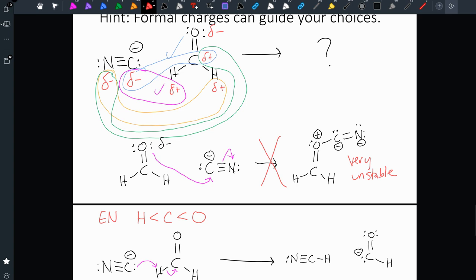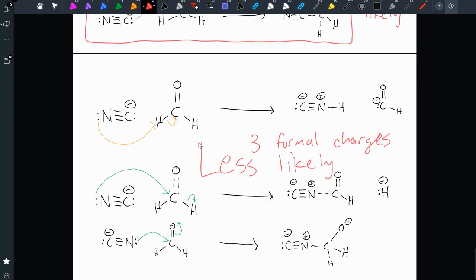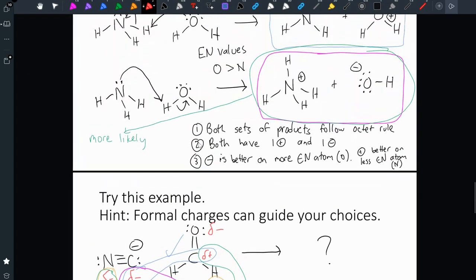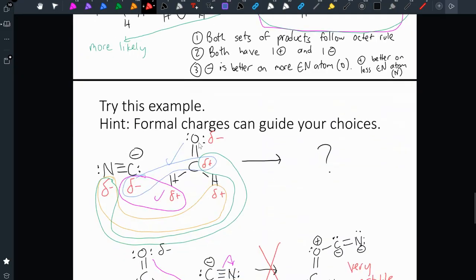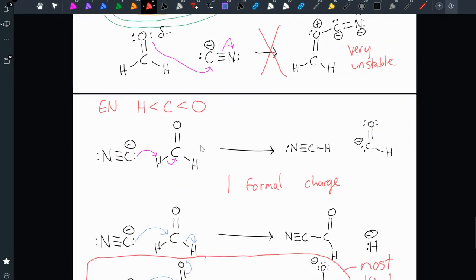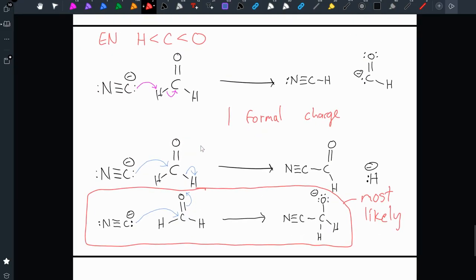So yeah, pretty simple tools, and you now have a way to look at two reactants, and predict how they might react. Let me know what questions you have.